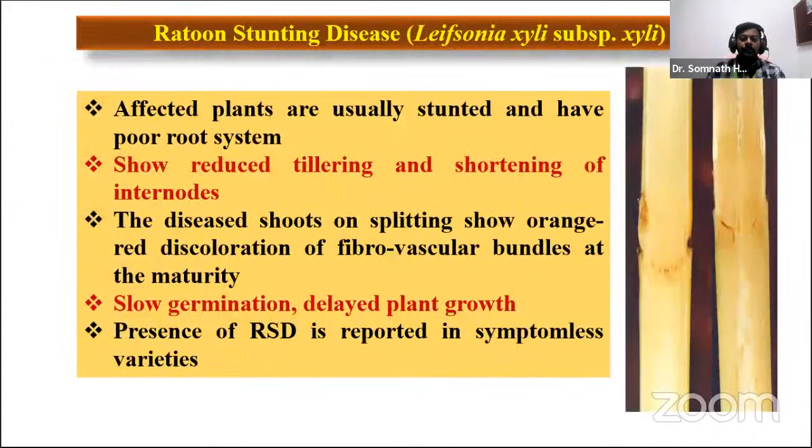Another important disease is ratoon stunting, which is caused by Leifsonia xyli. The affected plants are usually stunted and have a poor root system. They show reduced tillering and shortening of the internodes. The diseased shoots, on splitting, show orange-red discoloration of the fibrovascular bundles at maturity. The infected canes show slow germination and delayed plant growth. Presence of ratoon stunting disease is reported in symptomless varieties, so most of the time the symptoms are not visible.